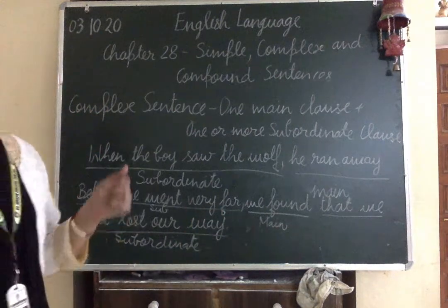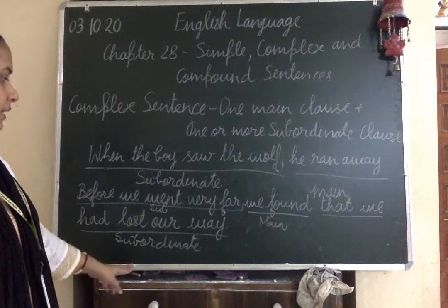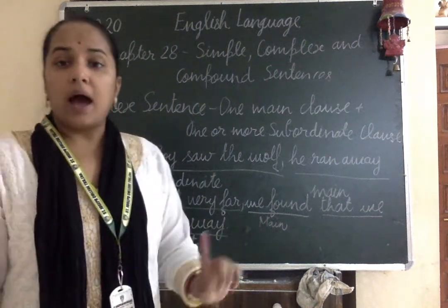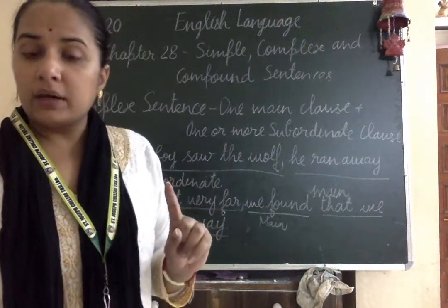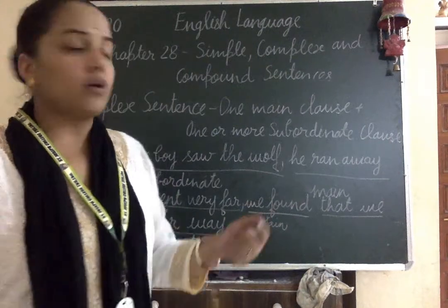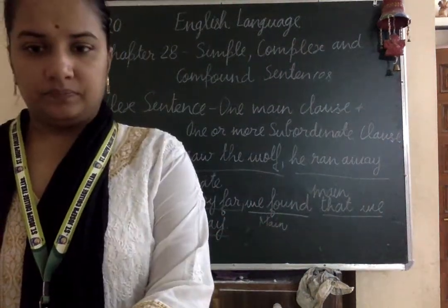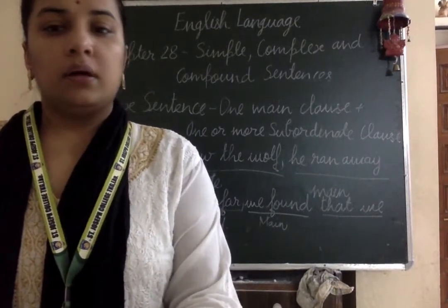So in this way you can see that in this particular sentence there are two subordinate clauses and only one main clause. So one main clause and more than one subordinate clauses means this is the complex sentence. I guess this much is clear to everyone.